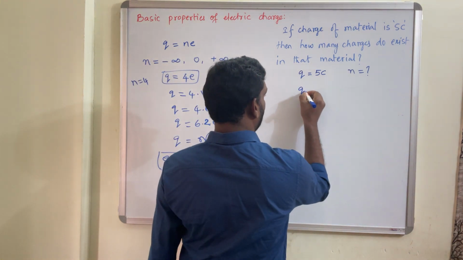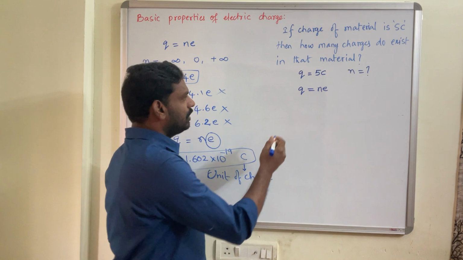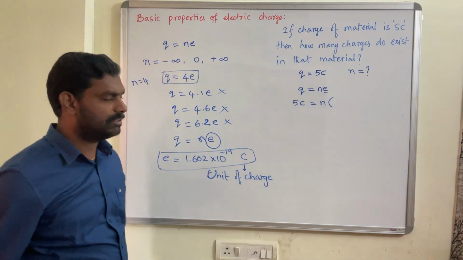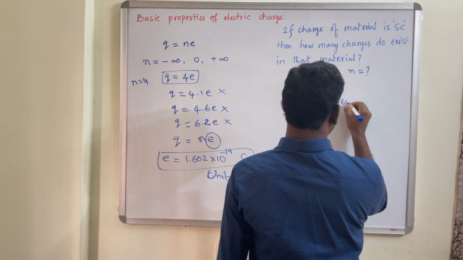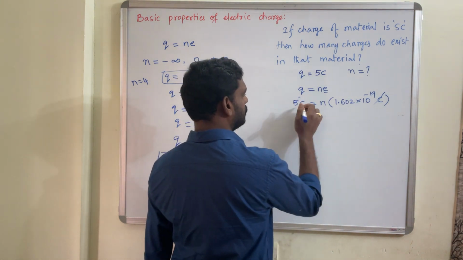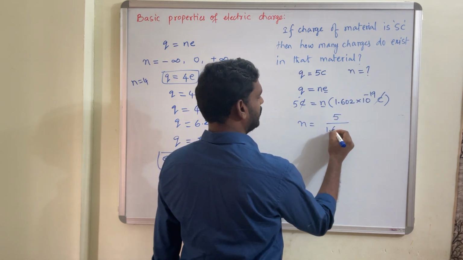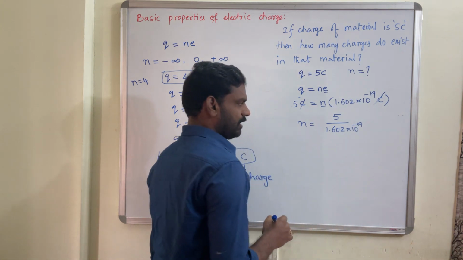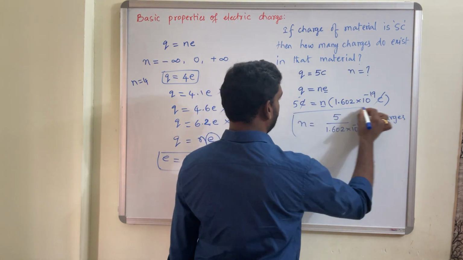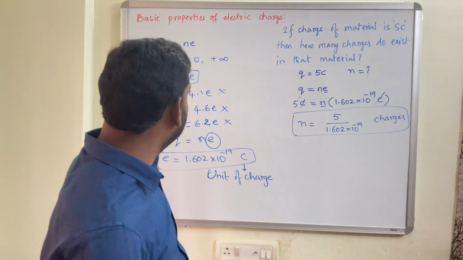So now we know that as per charge quantization, Q is equal to N into E. He has given Q. Q is equal to 5 coulombs equal to N into the fundamental quantity, 1.602 into 10 to the power of minus 19 coulombs. Here coulombs and coulombs get cancelled. So N is equal to 5 divided by 1.602 into 10 to the power of minus 19 charges. By calculating this with the help of a calculator, you will get the number of charges existing in the material. Is this clear? This is all about charge quantization.